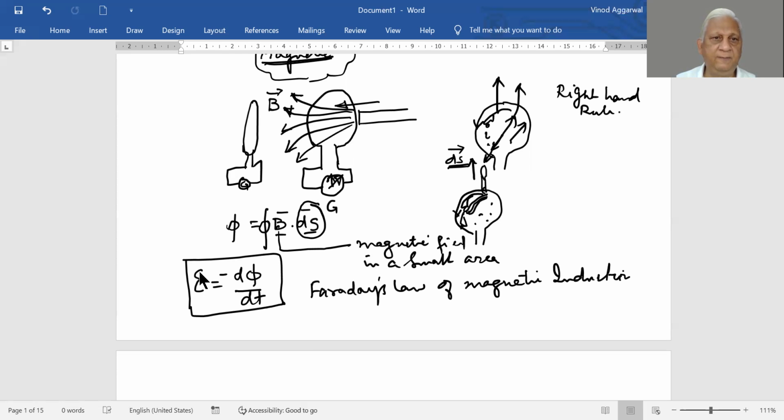An EMF is generated. As we saw, once this flux is changing, this galvanometer starts showing a reading. And if we stop moving this magnet, the galvanometer reading will again go back to zero because d phi by dt becomes zero. So to generate EMF, the flux has to keep changing with time.